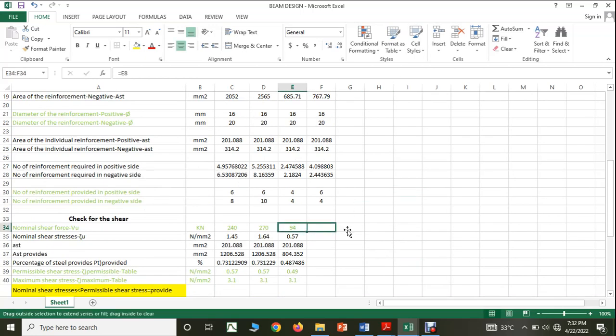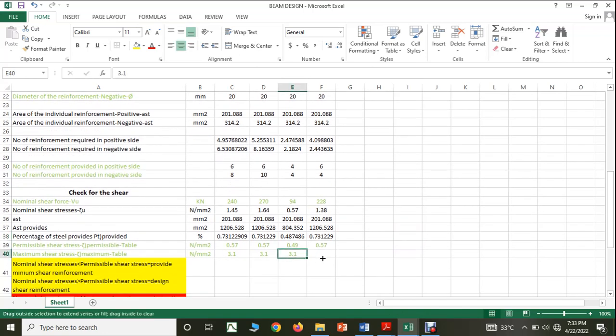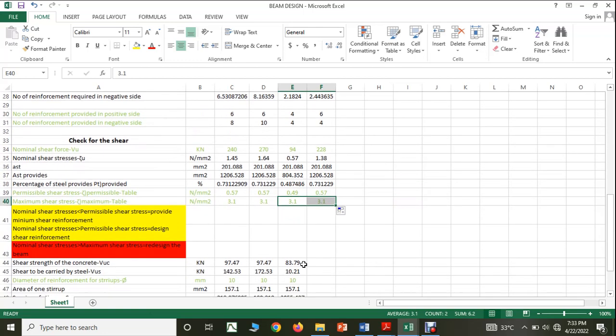And this, if you see, it is 228, and the corresponding shear stress will be 1.38. This will be the number of providings, so therefore 0.73. If you see 0.731, it is nothing but 0.57. So definitely 0.57 is lower than 1.38, so therefore it has to be designed for the shear, and this is safe.